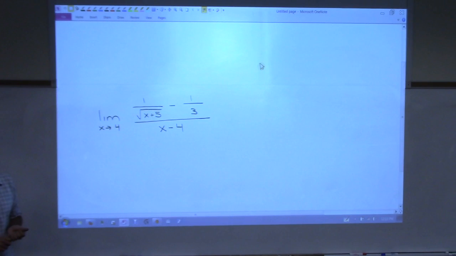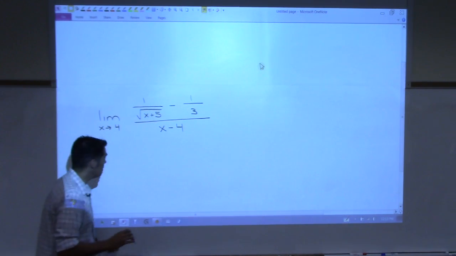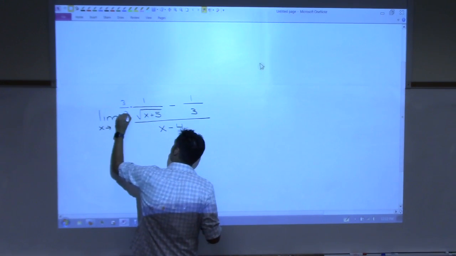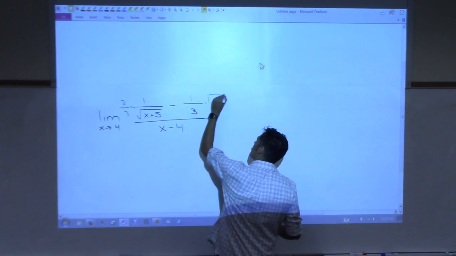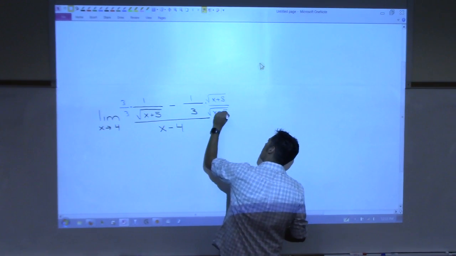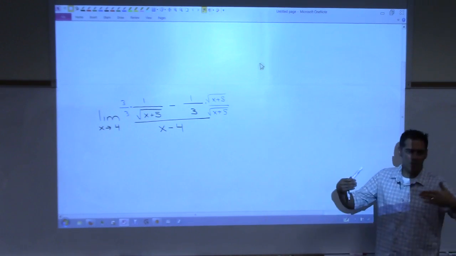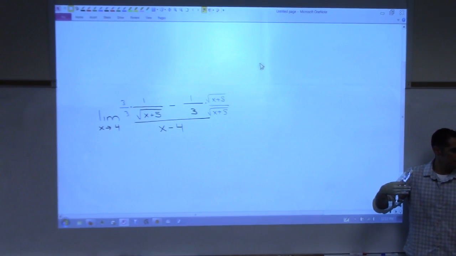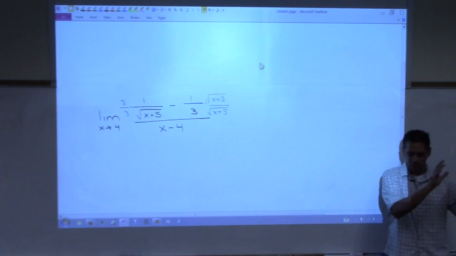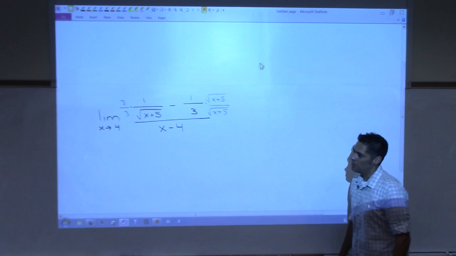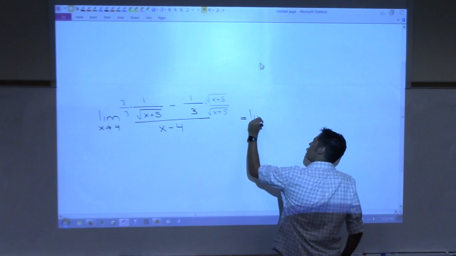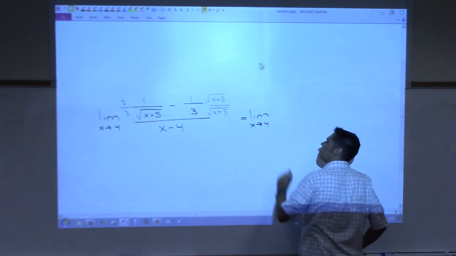Put the two together. So just to illustrate what I'm going to do, I'm going to multiply the top and bottom of this one by 3. And I'm going to multiply the top and bottom of this one by root x plus 5, root x plus 5. That's how I could create the common denominator. Now if you want to do your cross multiply thing, whatever you want to call it, that's fine. But you should be able to put those two together. Limit, x goes to 4.